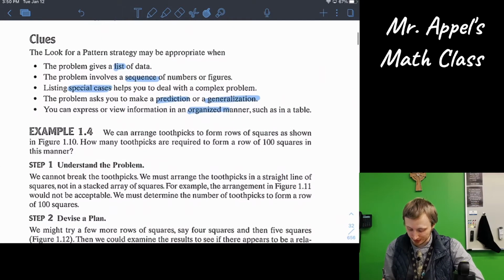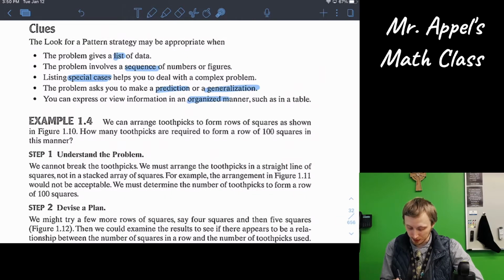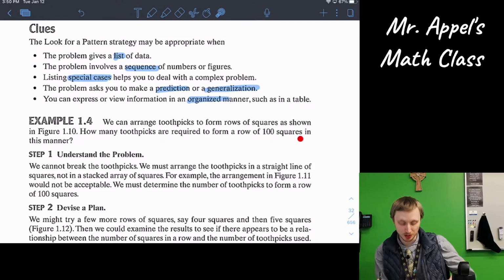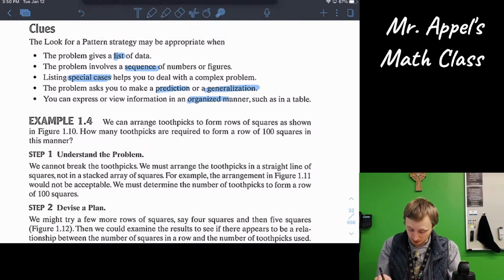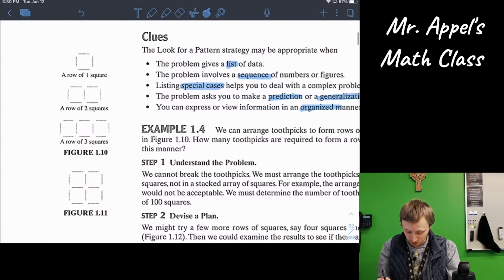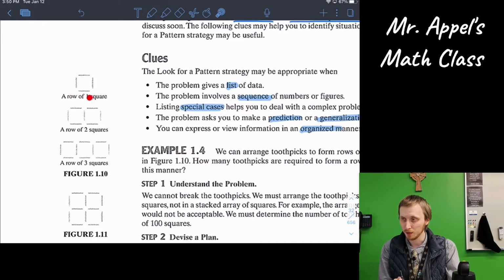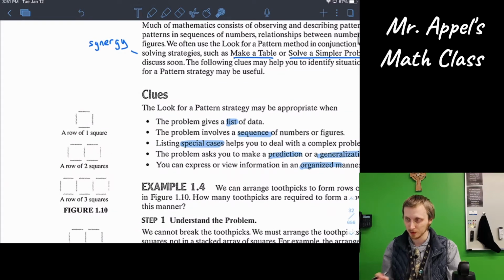So here is an excellent example of this strategy at work. Problem, we can arrange toothpicks to form rows of squares as shown in figure 1.10. How many toothpicks are required to form a row of 100 squares in this manner? Okay, so let's take a look at figure 1.10. Row of just 1 square, 2 squares. Notice it is not 2 separate squares, but they are conjoined and share this toothpick in the middle. And then 3 squares, and so on. And then this one refers to some other problem, so just these straight rows of squares.